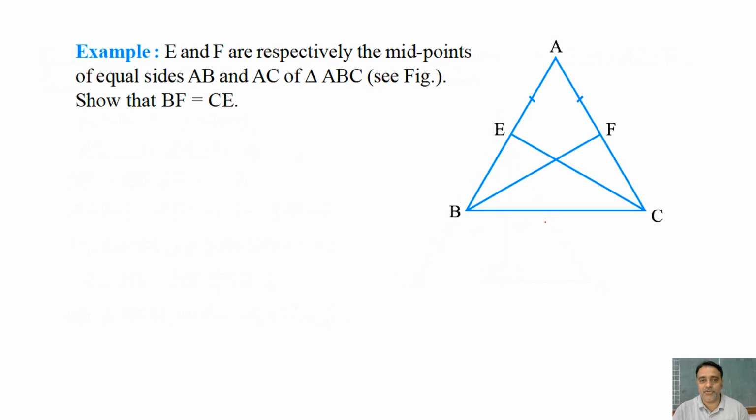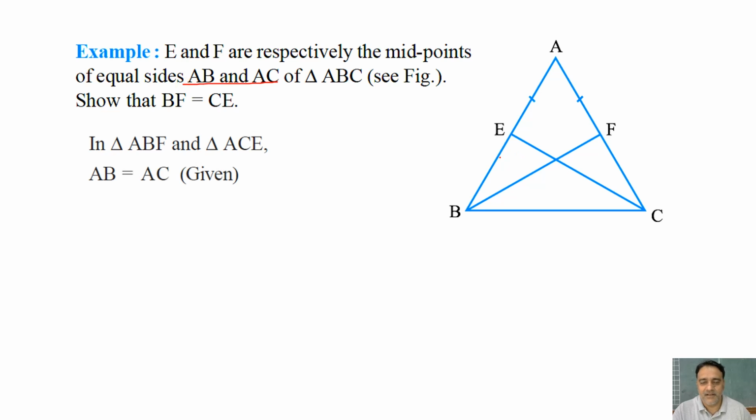Now we'll see one more question. E and F are respectively the midpoints of equal sides AB and AC of triangle ABC. We have to show that BF is equal to CE. So first we will prove this triangle and this triangle congruent. Okay. So let us start these two triangles. First, AB is equal to AC. It is given, equal sides.